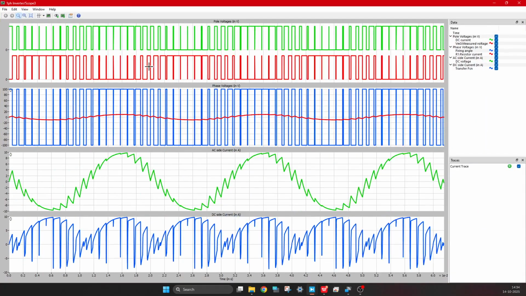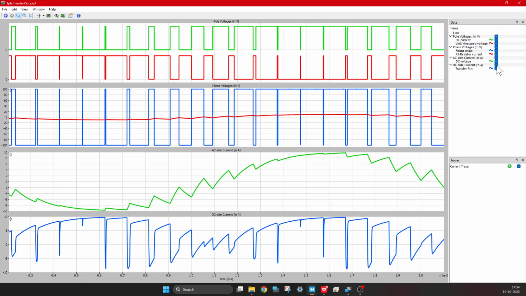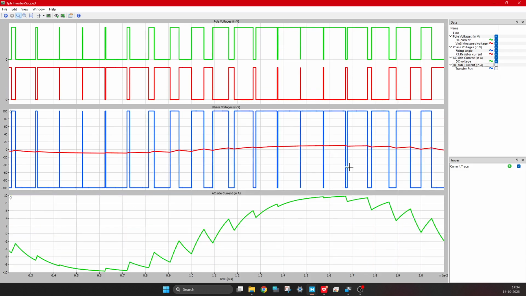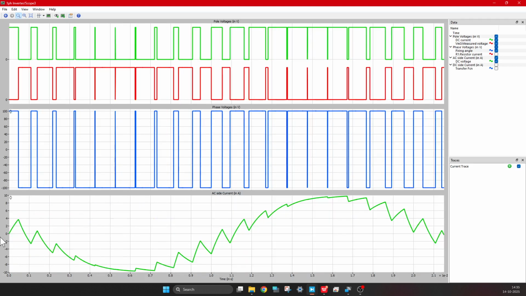Okay. See, this is the output waveform. Let me remove the DC side current from the plot. So as you can see, my output voltage is like this. Output voltage is this one. It is changing like this, so this is maximum and this is minimum.